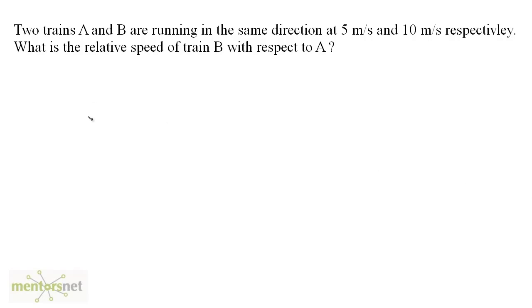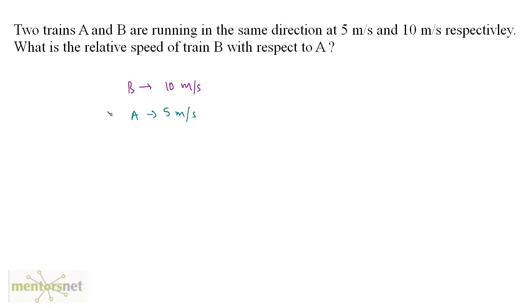Let us solve a question now. You have two trains A and B running in the same direction at 5 meters per second and 10 meters per second respectively. What is the relative speed of train B with respect to A? Well, the speed of train B is given to us, which is 10 meters per second, and the speed of A is 5 meters per second. Right.